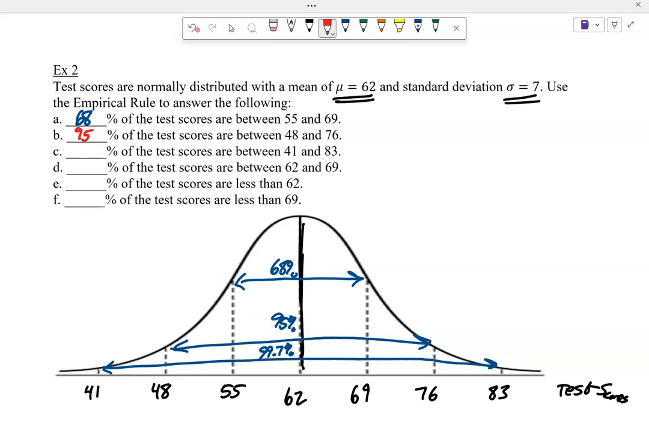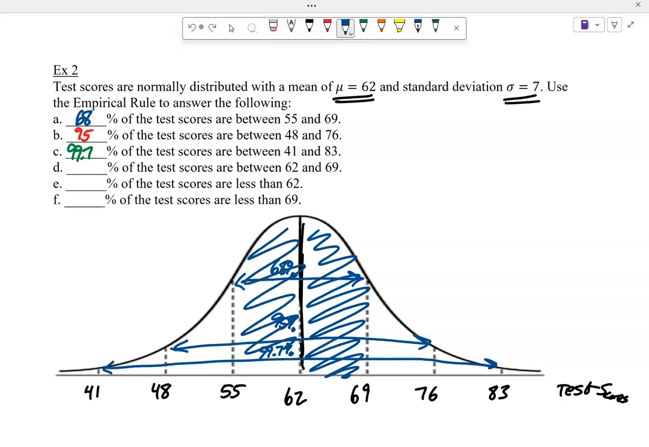The last easy question here is between 41, which is 3 standard deviations below, and 83, 3 standard deviations above, will be 99.7%, right? Okay, so now then, what about between just 62 and 69, right there? Just between 62 and 69. Well, we know 55 to 69, if I fill that one in right there, we know that's 68%. Well, what's half of 68%?